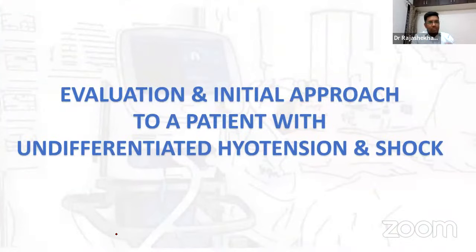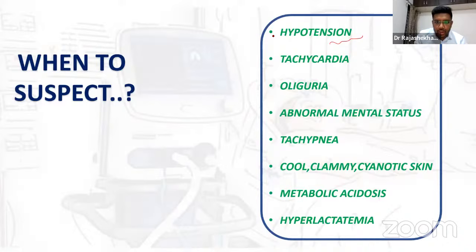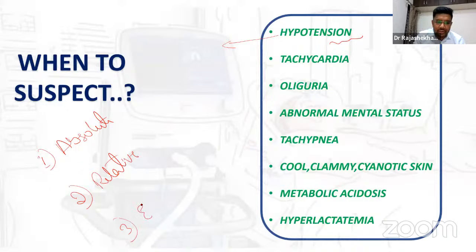So how will you evaluate and initially approach your patient with undifferentiated hypotension and shock? When you have hypotension, it is very easy to identify. When you don't have hypotension, you should know how to identify your patient in shock. So as I told you, hypotension is not a must. But you should know this hypotension can be absolute, or this can be relative hypotension, or this can be an extreme hypotension.